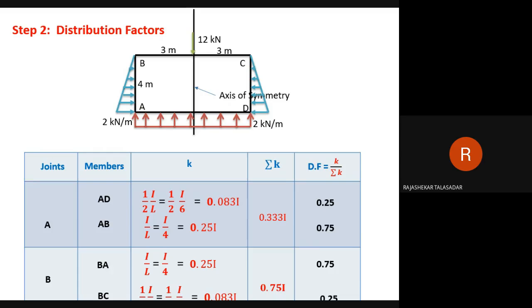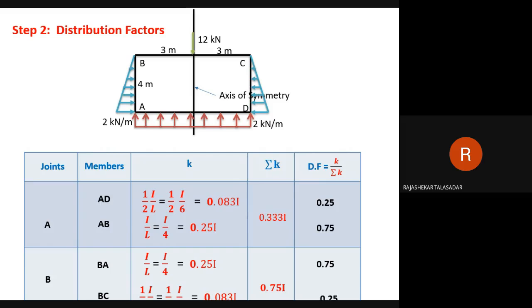I will take joint A. The members coming from A are AD and AB. Okay. What is the K of AB? Don't look at this, just you tell me. What is the K of AD? You can write AD dash or AD, nothing will be wrong. Anybody?